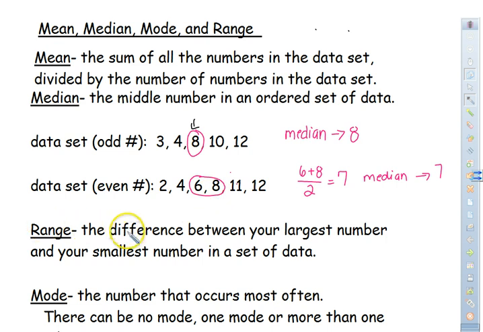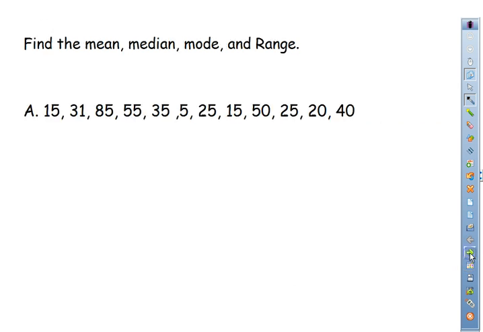Okay. Now for the range, that is just simply the difference between the largest number and the smallest number. So you just simply subtract the biggest from the little. For example, for this set, 2 from 12, and you get 10. Now for the mode, that is the number that occurs most often. Okay, mode is most. There can be no modes, there can be one mode, or there can be more than one mode. Again, it's the number that occurs most often.